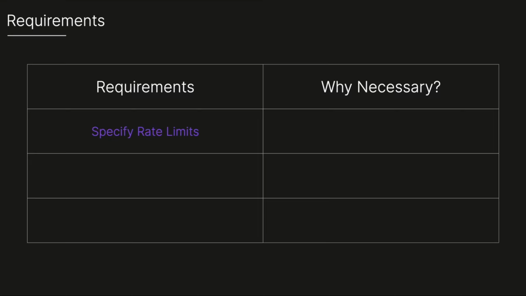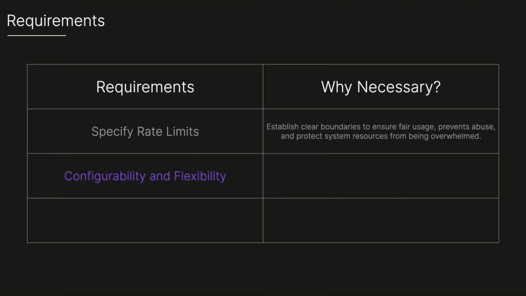The requirements can include defining rate limits, so we want to specify the maximum number of requests allowed per user or per IP address, or within a certain time frame, for example 100 requests per minute. And the reason for this is that it establishes clear boundaries, ensures fair usage, and protects system resources from being overwhelmed and prevents abuse. We also want configurability and flexibility, so this allows dynamic configuration of rate limits without requiring system downtime, and supporting different policies, e.g. a fixed window or a sliding window, and we'll be learning more about that later.